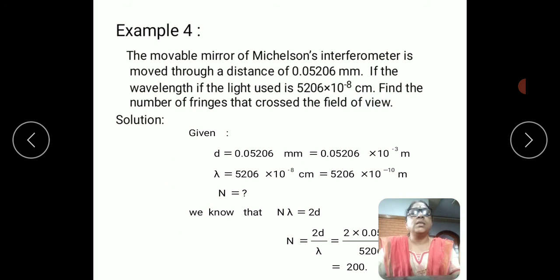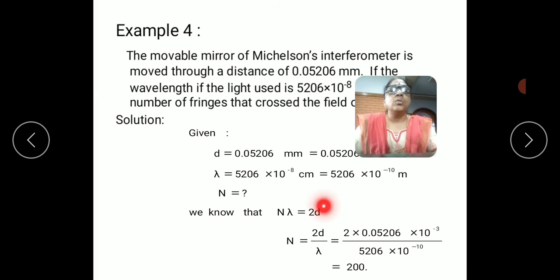And the solution is, here the given d is equal to 0.05206 millimeter, and lambda is equal to 5206 into 10 raised to minus 8 centimeter. So convert it in terms of meter, and then what is the value of n, that is the number of fringes. As n lambda is equal to 2d, n is equal to 2d divided by lambda, and after substituting these values, we get the number of fringes as 200.